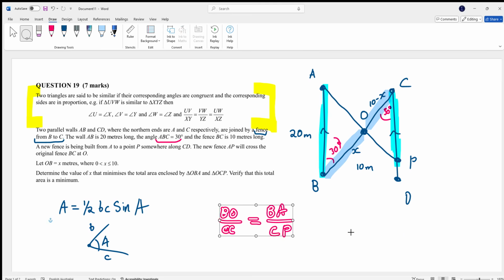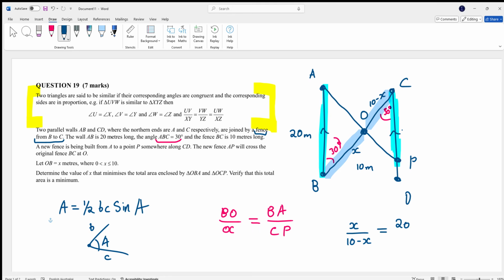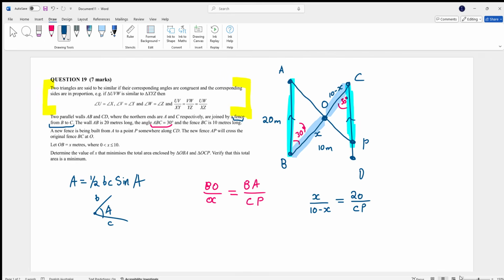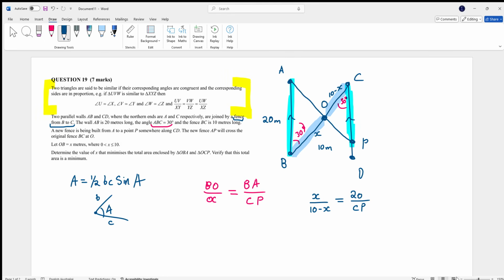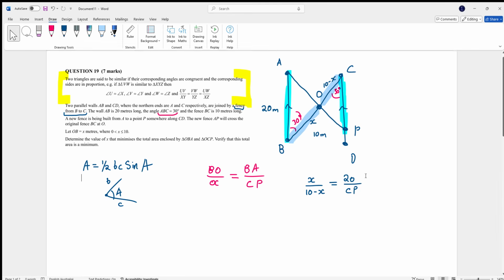Okay, now that we've got that, let's just fill in the information, okay? So BO we know is x, so we have x. OC we know is 10 minus x. BA we know is 20. And here we have no idea what CP is, but that's what we're trying to work out. Now you might be wondering, how can we work it out if x is already there? We want to work out what it is in terms of x, because remember the question is a minimizing question, meaning we still want a variable x present. So here our goal is to work out what CP is in terms of x. That way we can establish a formula to work out the area of the triangles pretty much.